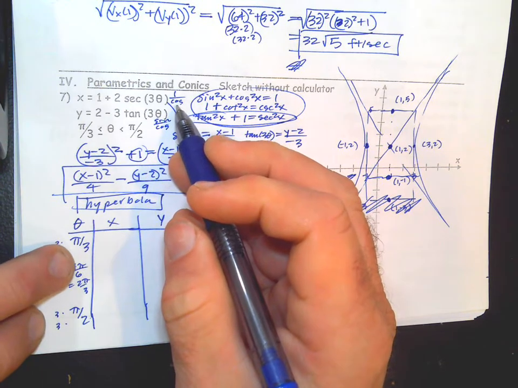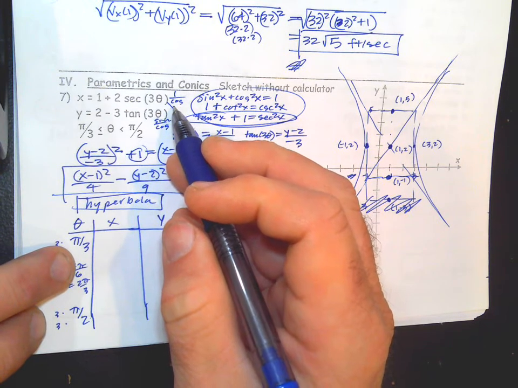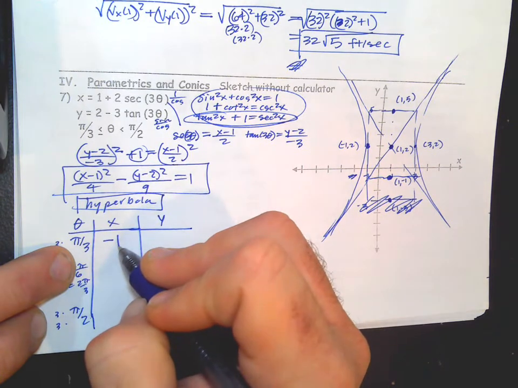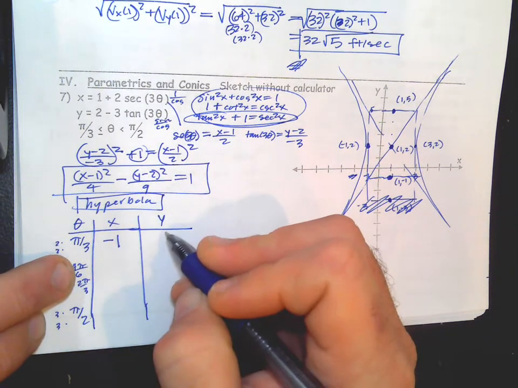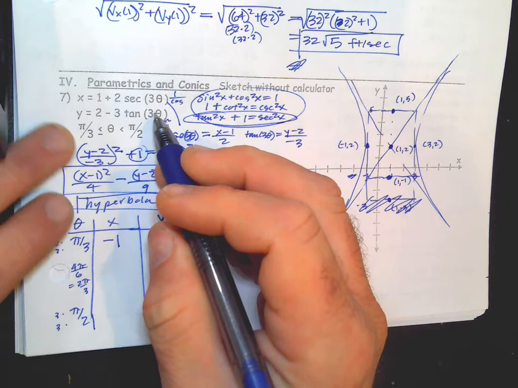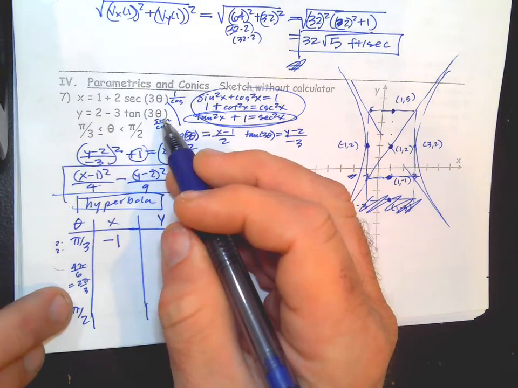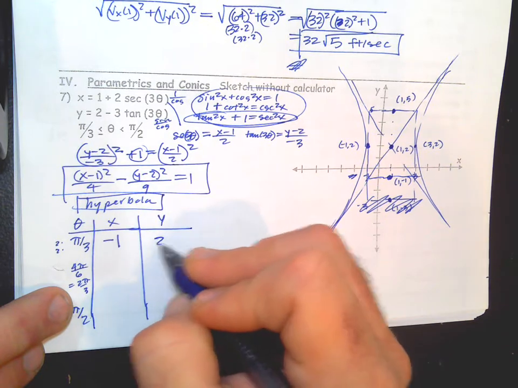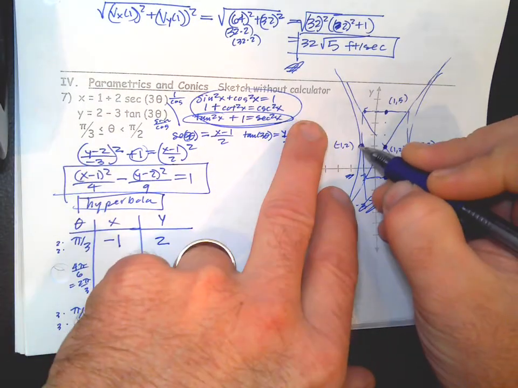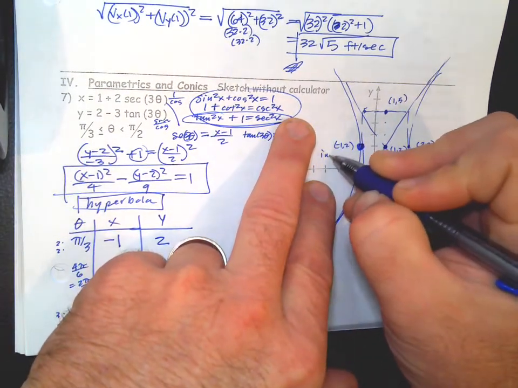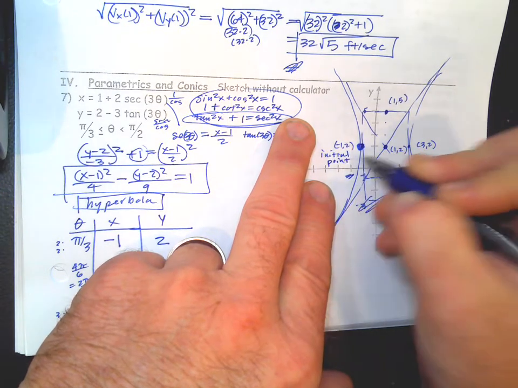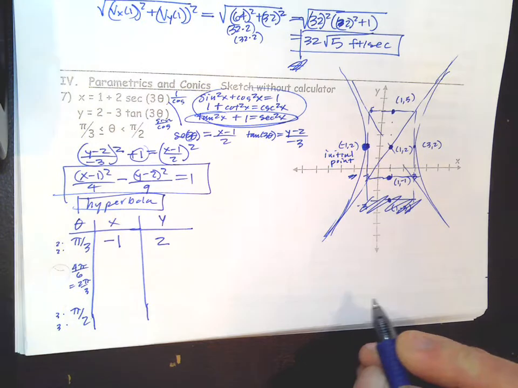So cosine of pi is negative 1. So you're going to get 1 minus 2 is negative 1. And then for the y value, we're going to get sine of pi, which is 0. So that's just going to be 2. So negative 1, 2. This is your initial point, which I want labeled on your graph, at least that one with coordinates and labeled. So that's your initial point.